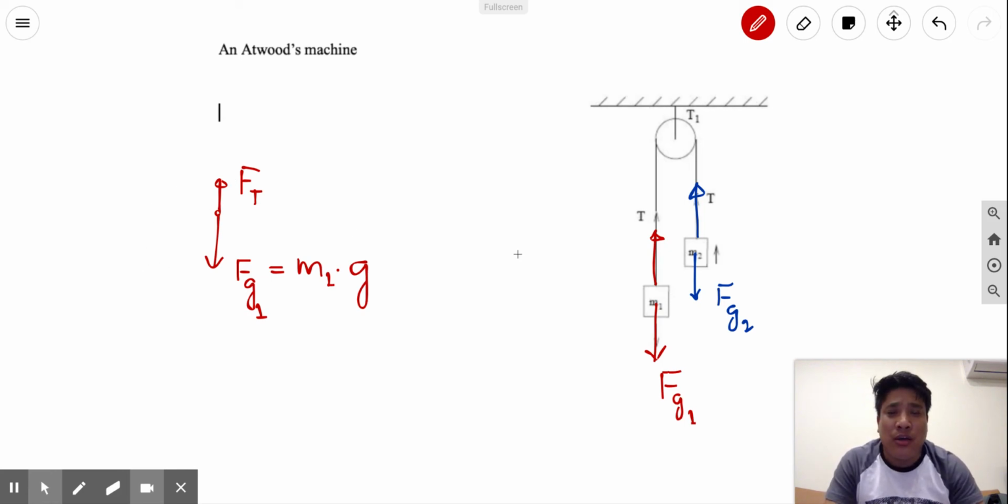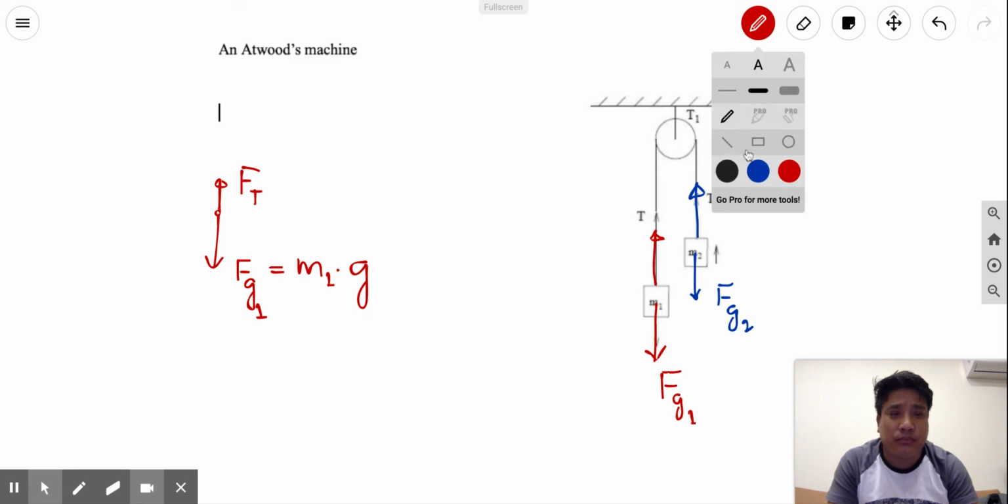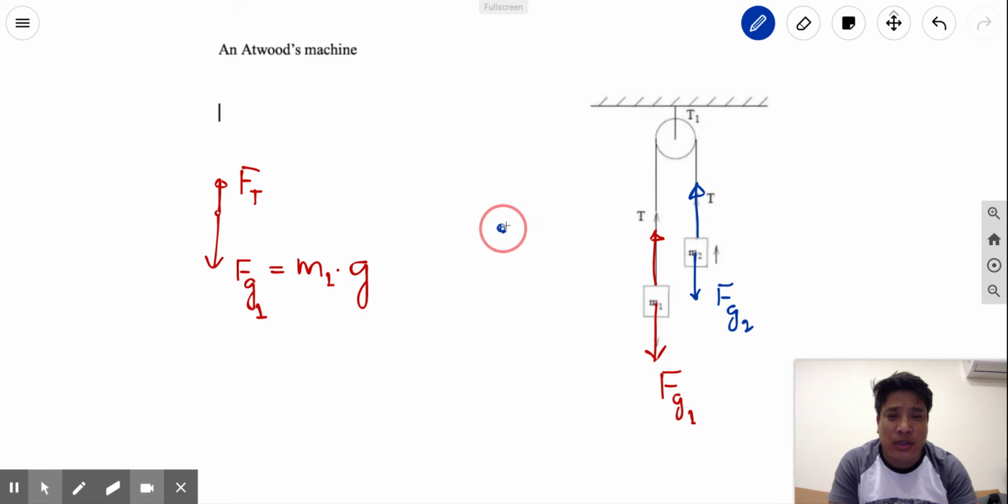Now I'm going to draw the free body diagram for m2. Again, I'm going to make another dot, just to indicate this is for mass 2. I should actually have written mass 1 on the previous one. The gravity is acting downward, so the force of gravity for m2 is mass 2 times g.